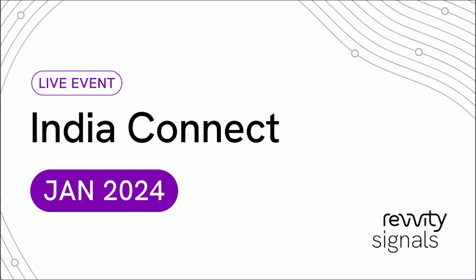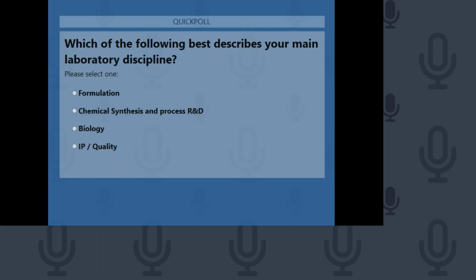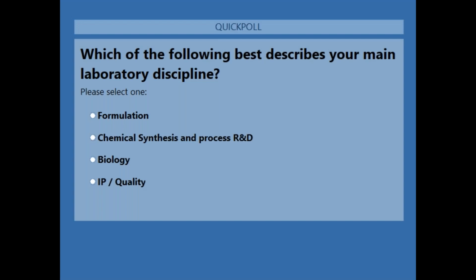So we wanted to make this event very interactive, and therefore we would be starting this event with a quick poll to understand who exactly our audience is. Asha, may I request if you can start the poll? So I request everyone to answer this poll. We will give 60 seconds to answer this poll.